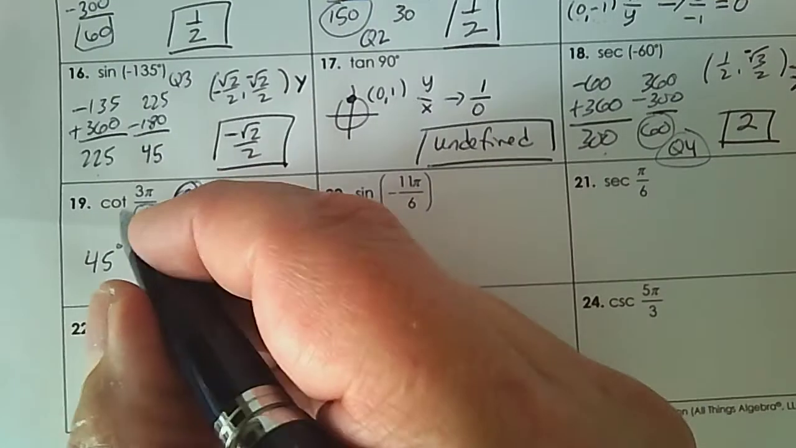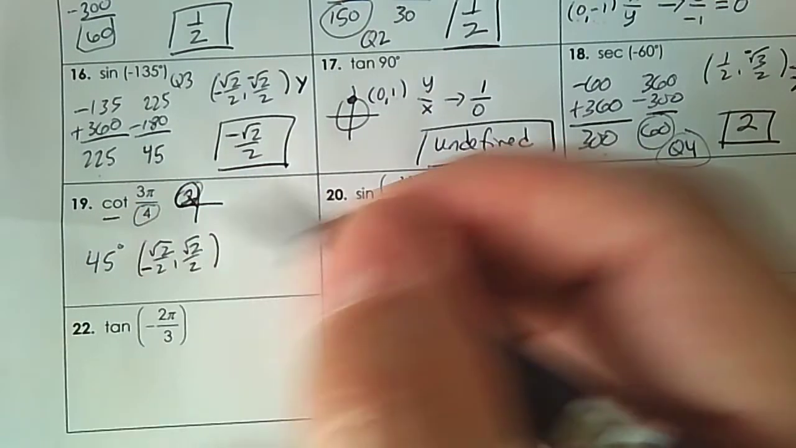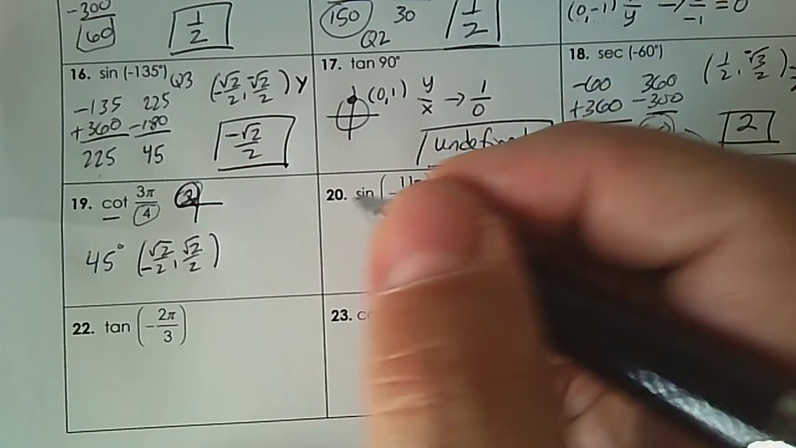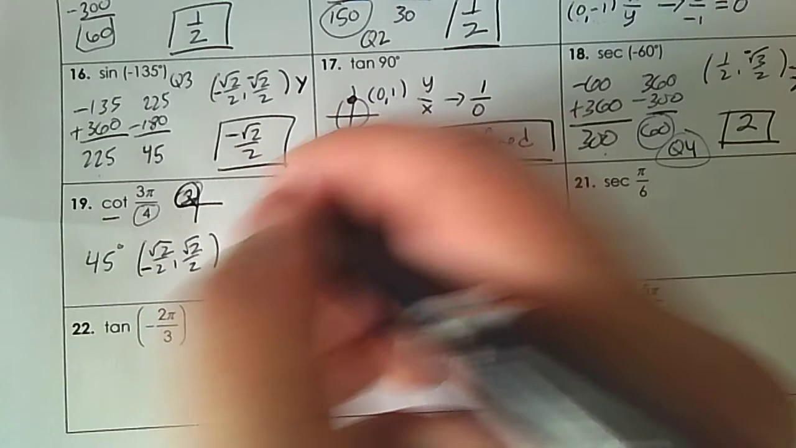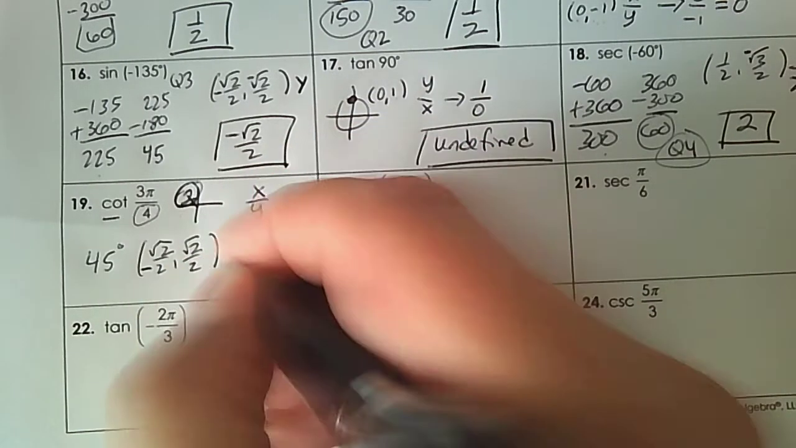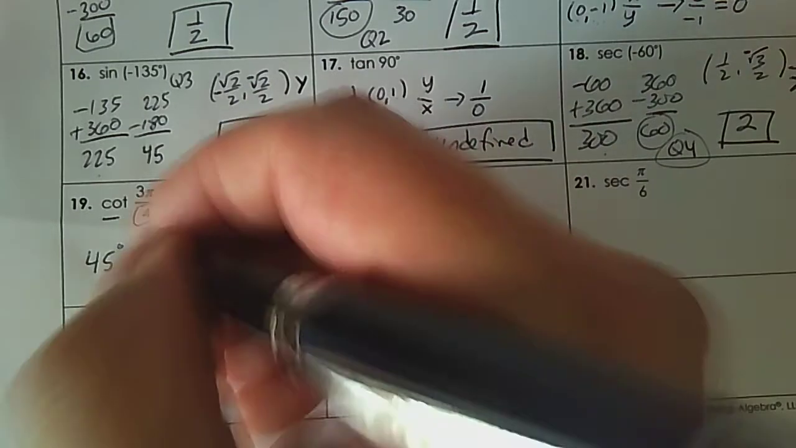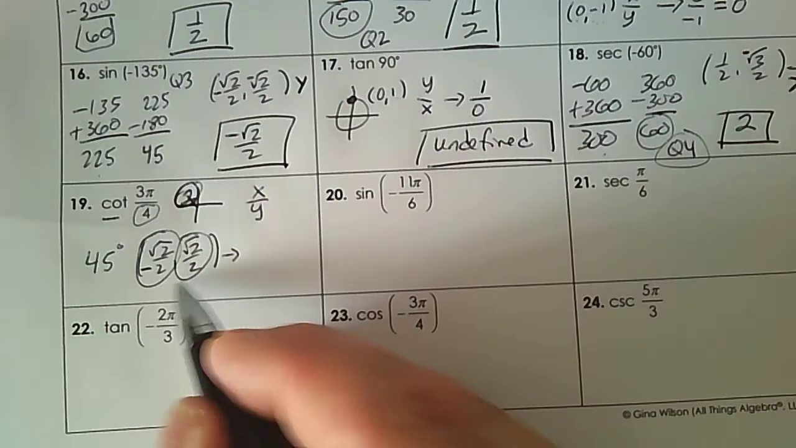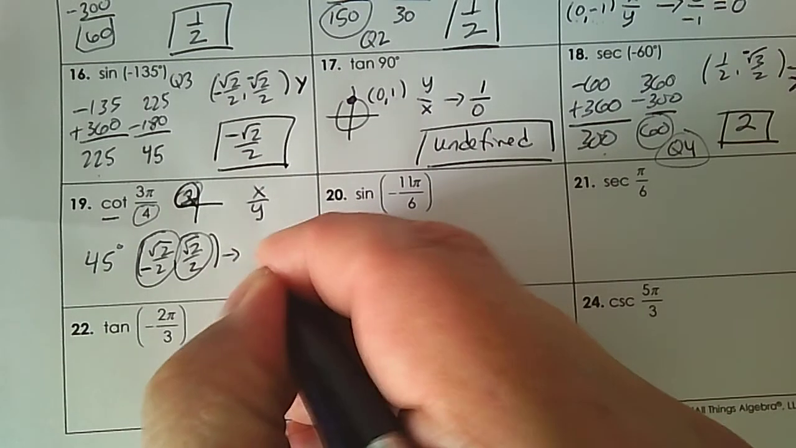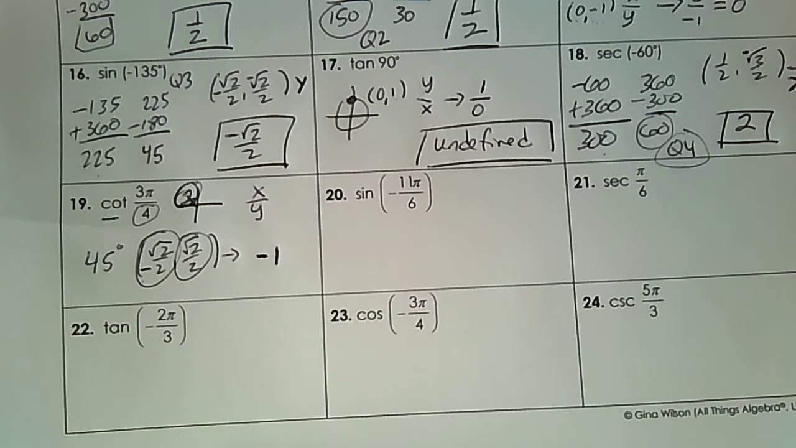Now that you have the point, now you need to know the definition. So off a unit circle, what's the definition of cotangent? And again, that is the reciprocal of tangent, right? That's x over y. So when I look at that and take the x coordinate divided by the y coordinate, notice you're dividing the same number. So that answer is going to be negative 1 because one number is negative and one number is positive.